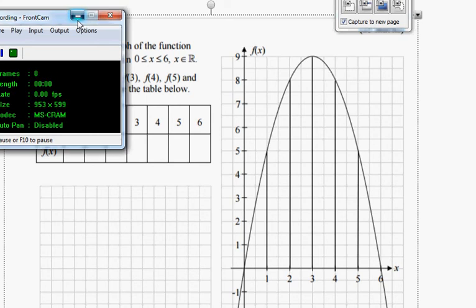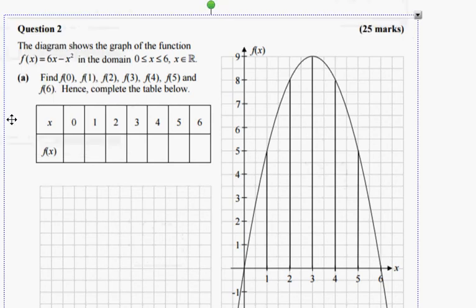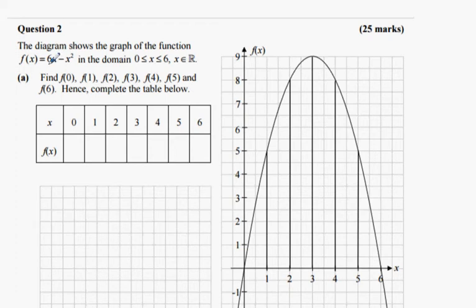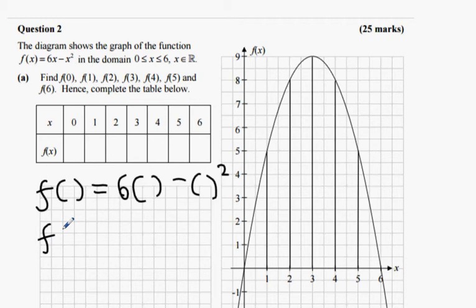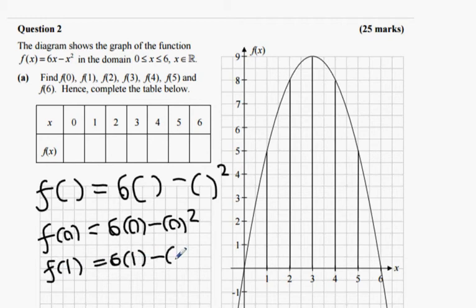Okay guys, what we have here is a function. This function says f of x equals 6x minus x squared. I need to find f0, f1, f2, f3, f4, f5, f6. The way you do that is, f of x means whatever the x value is, you exchange it for whatever value they give you. You can do it the long way where you say f0 is 6 times 0 minus 0 squared, and then f1 is 6 times 1 minus 1 squared.